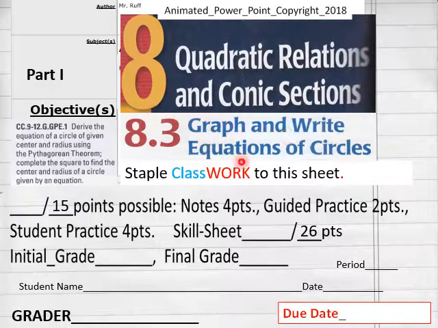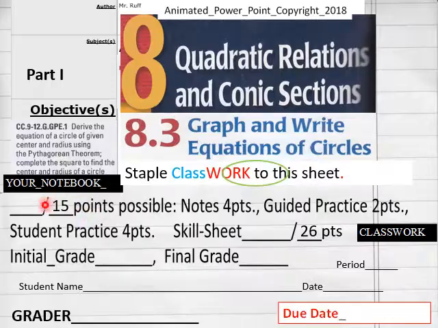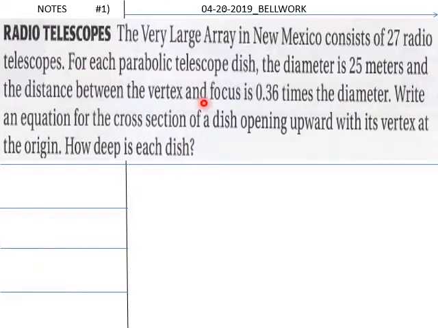8.3, graph and write equations of circles. We have 26 points of classwork for this lesson, part 1, and 15 points of note-taking.